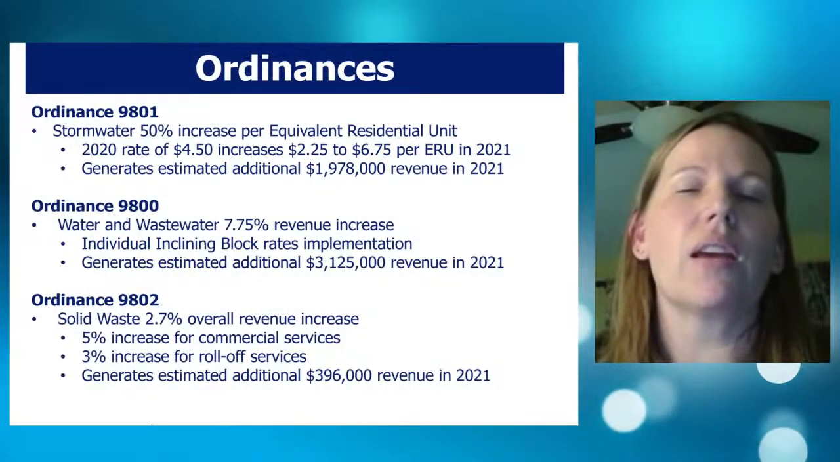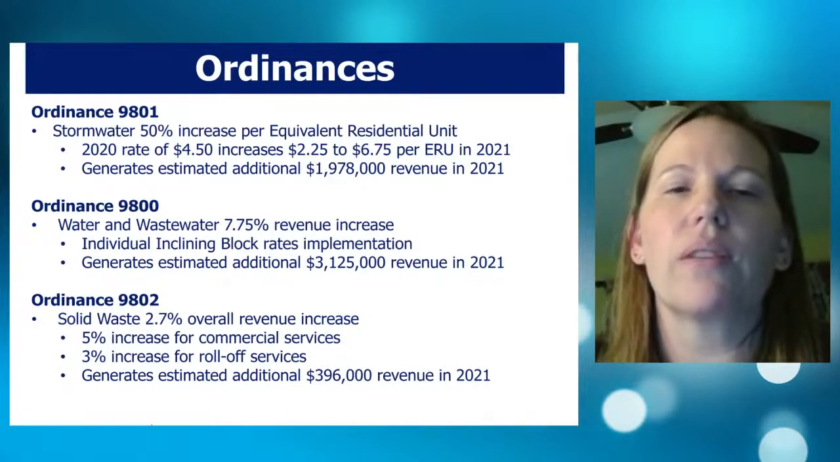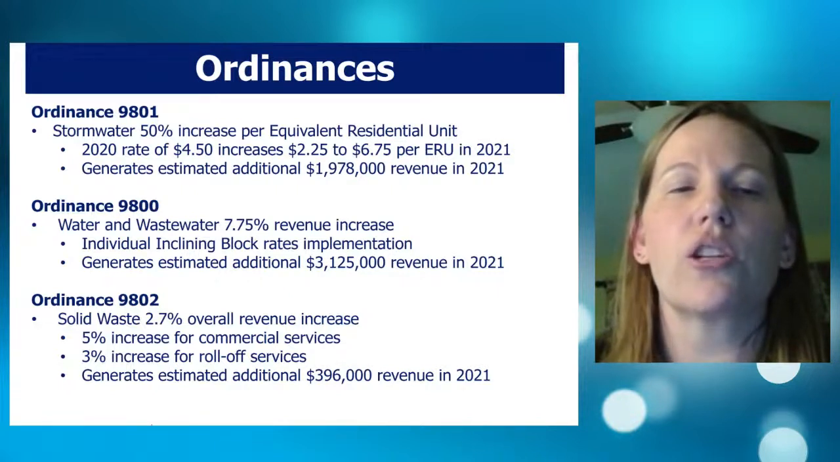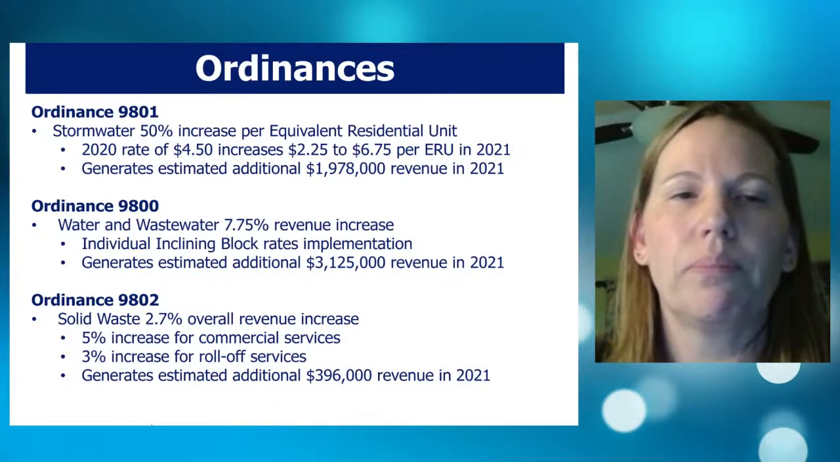Maggie Mahoney, Management Analyst, Municipal Services and Operations. So that completes the formal presentation. And now, just recapping what the proposed ordinances are with the scenario one situation of fully funding and conforming to the adopted 2021 budget and CIP. Ordinance 9801 for stormwater is proposing a 50% increase to the equivalent residential unit rate, and that is estimated to generate an additional $1.978 million of revenue in 2021.